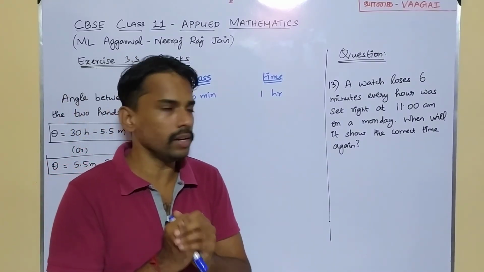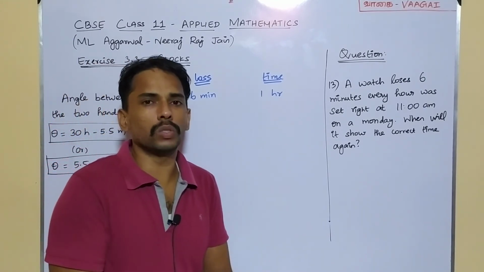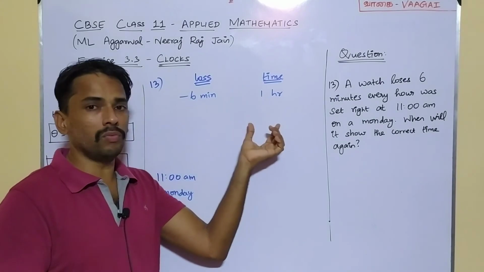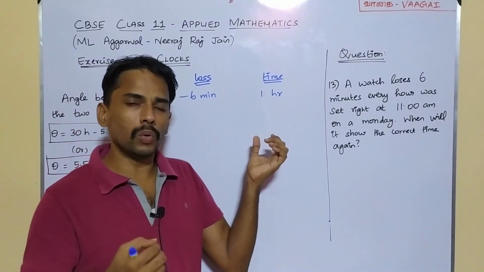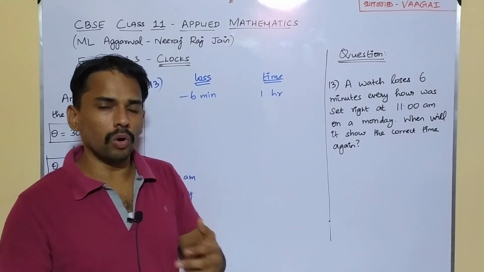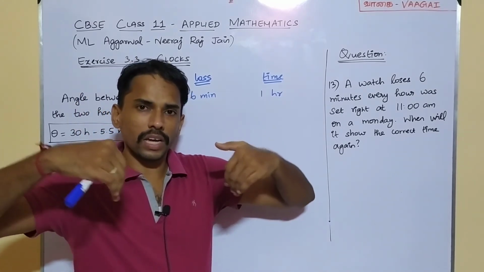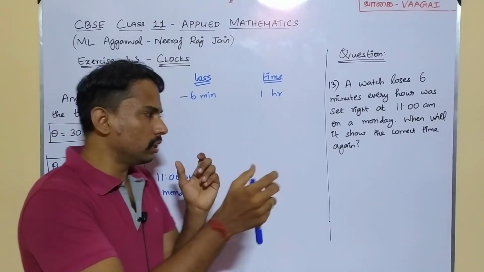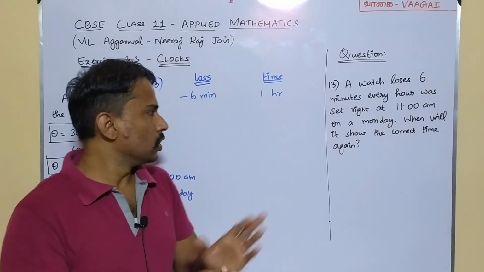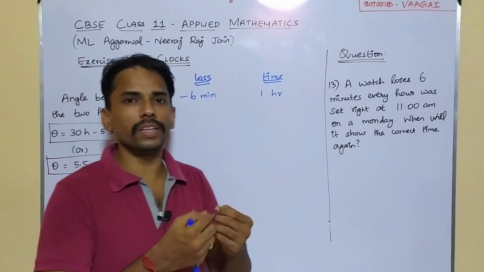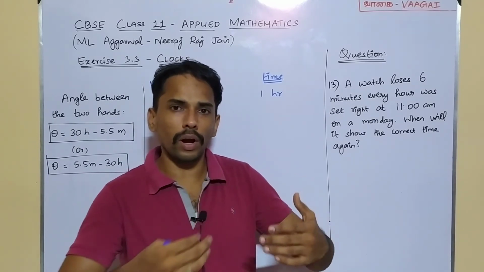And what happens after 2 hours? You will have a time difference of 12 minutes, because 1 hour is 6 minutes, 2 hours it will be 12 minutes. In the same way, after 3 hours you will have an 18 minute gap. Likewise the gap will keep increasing. This way both these clocks will be running. I'm just trying to tell you theoretically what happens. Every 1 hour the gap between the two clocks is going to increase by 6 minutes, 6 minutes, 6 minutes. It will go on and on.